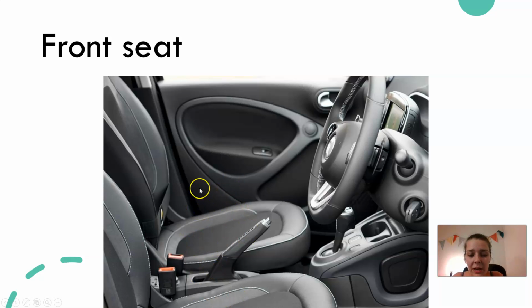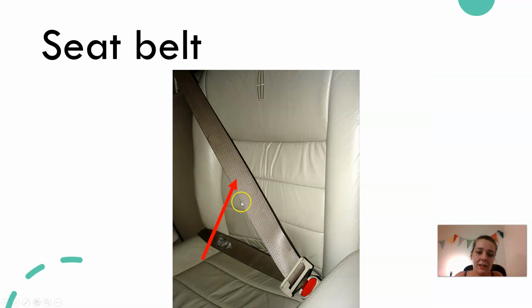Front seat. Both of these seats are in the front. This is the driver's seat where the person's driving, and then next to the driver is the passenger seat.